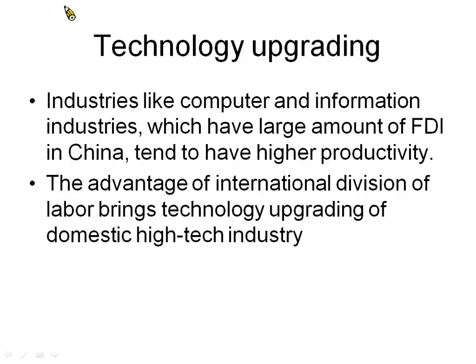So industries like computers and information industry, which have a large amount of FDI in China, as you will see later, tend to have higher productivity. The industries with the higher productivity in Taiwan happen to be the industries that invest a lot in China. The advantage of international division of labor brings technology upgrading of domestic high-tech industries. So this is mainly due to the international division of labor across the strait, which brings technology upgrading of domestic high-tech industries, because we can promote this kind of vertical integration, which helps the technology upgrading of Chinese ICT-related, high-tech industries.